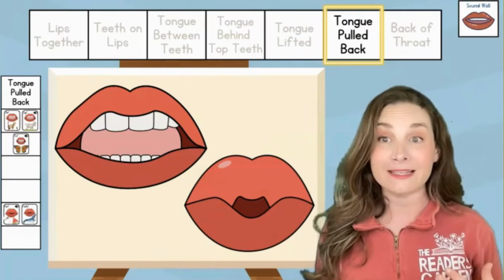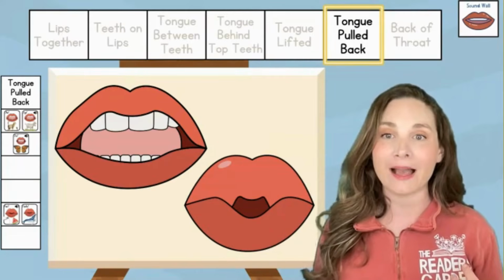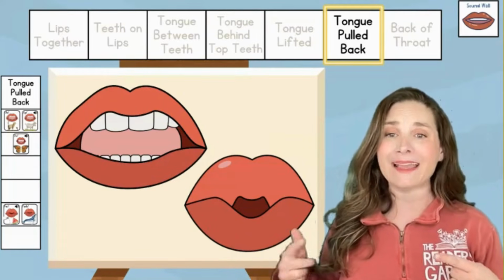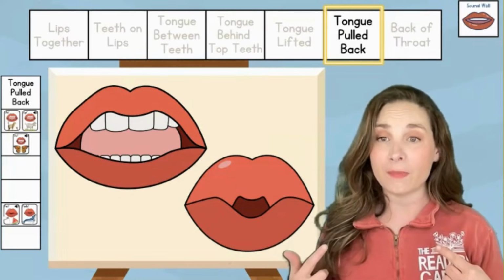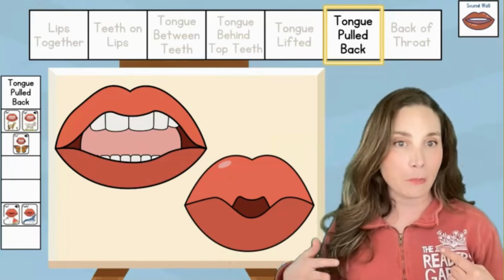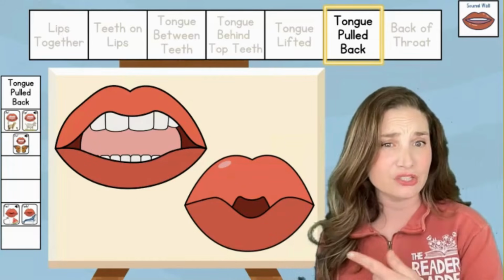The sixth place that we can make sounds is with our tongue pulled back. See how in these pictures the tongue pulls back and up to touch parts of the roof of the mouth? This position is used for some very important sounds. Can you think of any sounds that use these two positions?